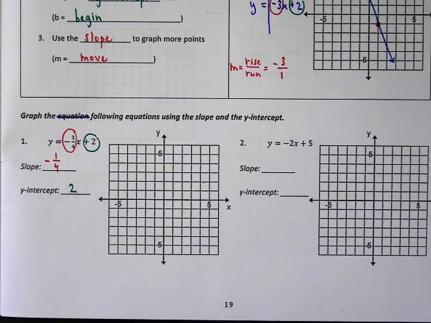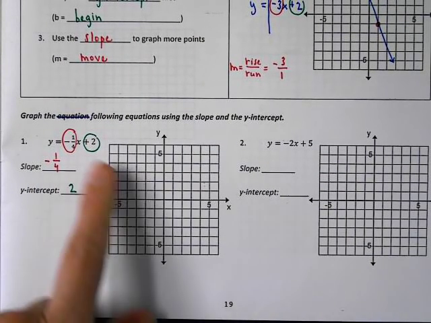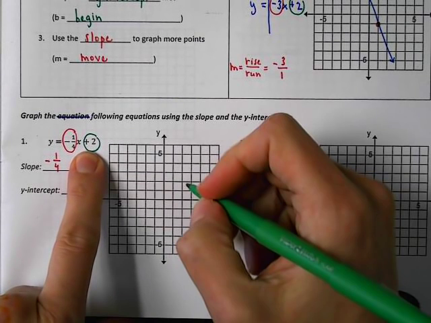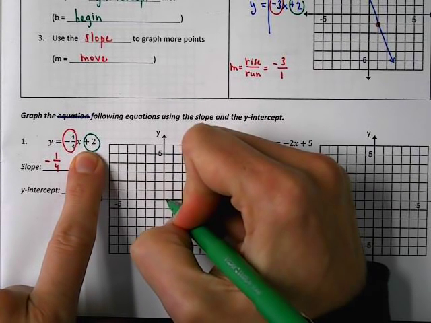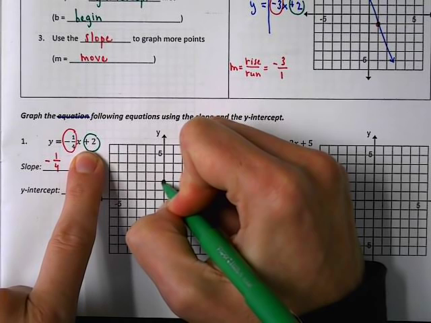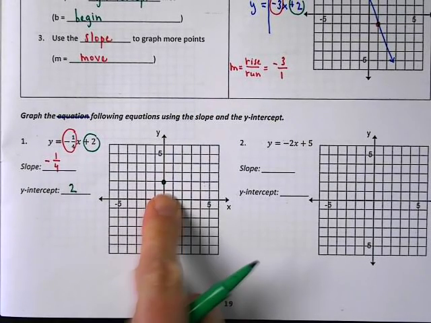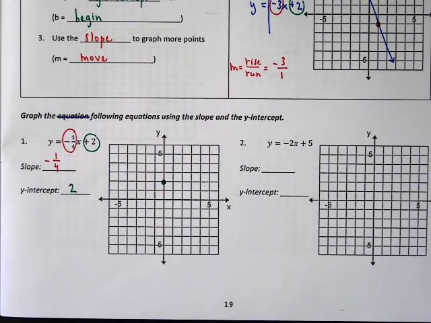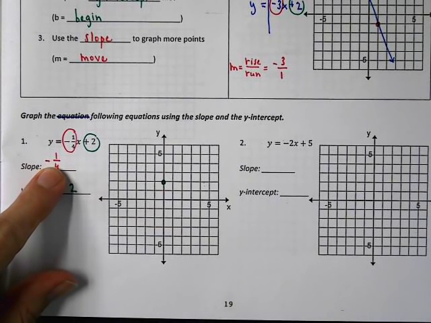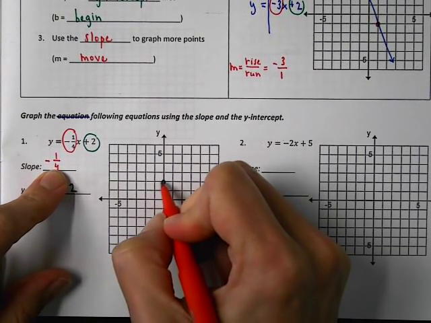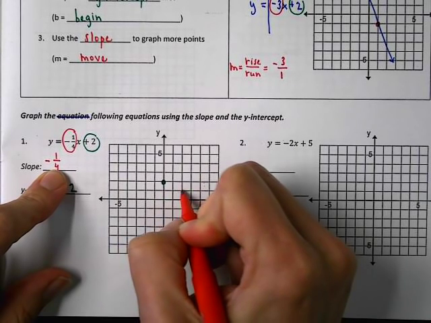Now, when I go to graph, again, I start with my y-intercept. That's where I begin. So my y-intercept is +2, so I make a point at +2 on the y-axis. And I'm going to use my slope to locate another point. Now, my slope is -1/4, so I'm going to go down 1 and to the right 4.